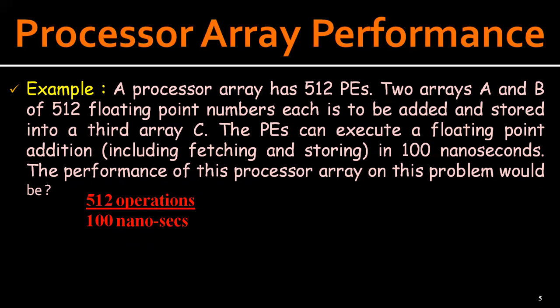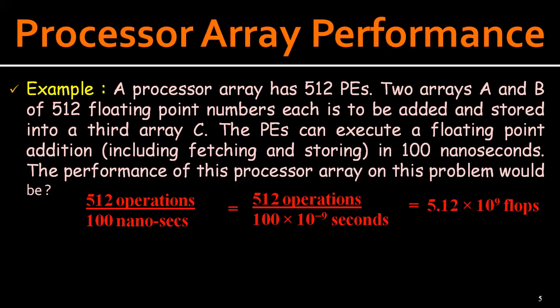Then the performance of this processor array on this particular problem would be 512 operations by 100 nanoseconds, where 1 nanosecond is equal to 10 to the power of minus 9 seconds. So it will be 512 operations by 100 into 10 to the power of minus 9 seconds, which by simplification gives 5.12 into 10 to the power of 9 flops. So what is the term flop? Flop in short form is nothing but a floating point operation per second.